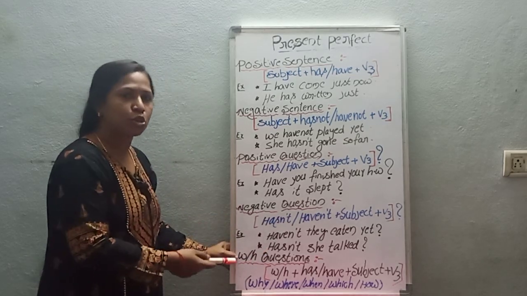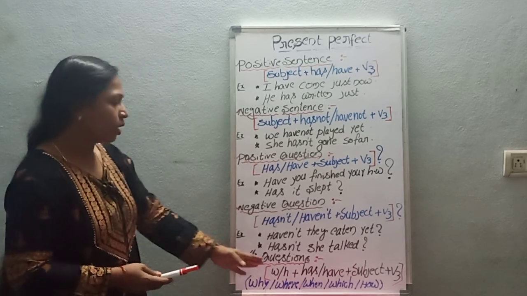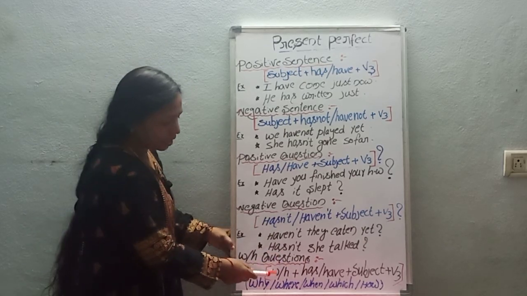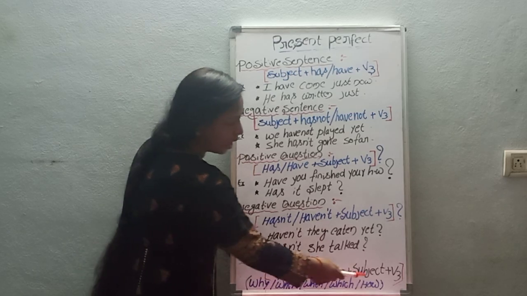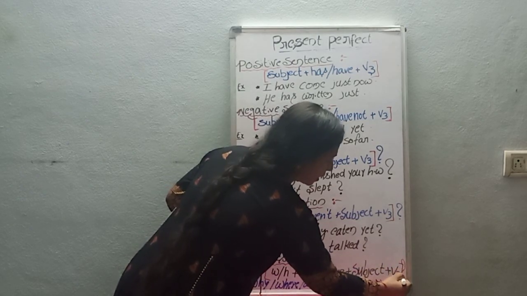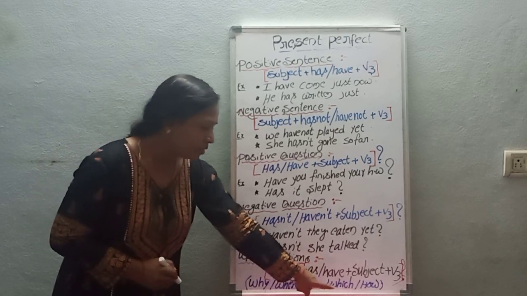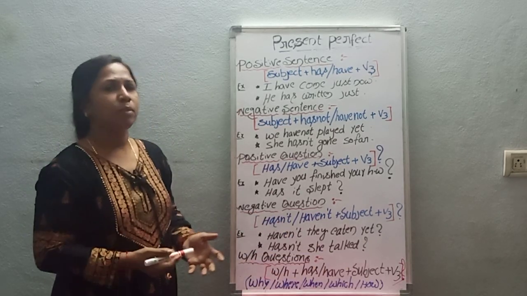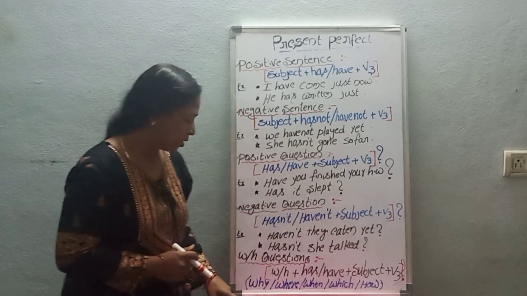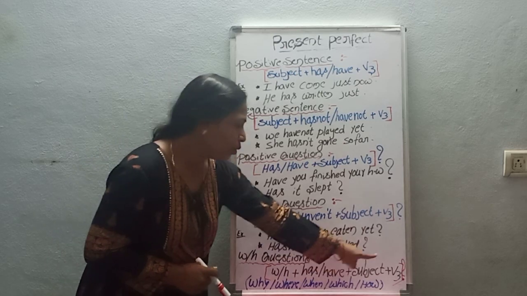And also there are WH questions. When the question has a sense of who, where, when, which, how, has or have comes after the WH form. So the structure is WH form, has or have, subject plus the third form of the verb, and there is a question mark at the end of the sentence. WH forms means why, where, when, which, and how. We can frame some sentences like this. Why have you gone? Where have you gone? When have you gone?